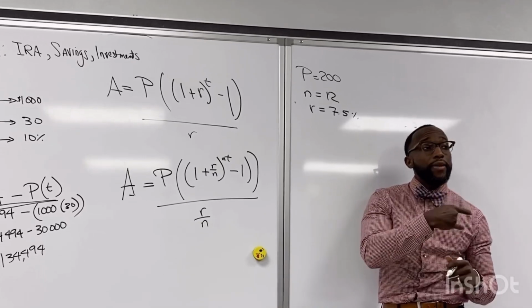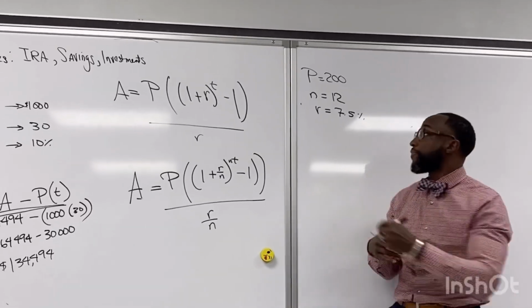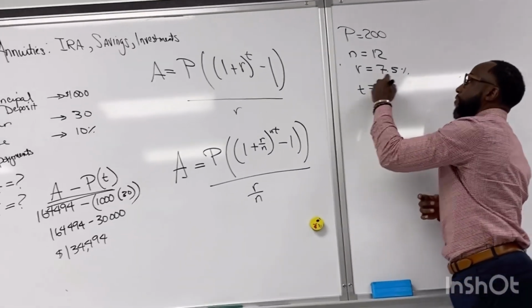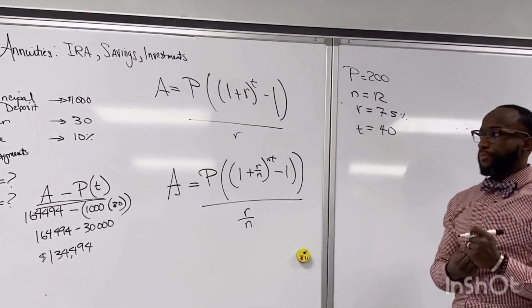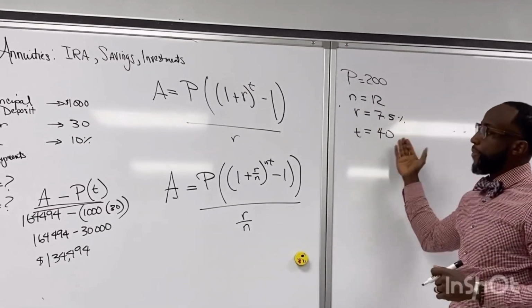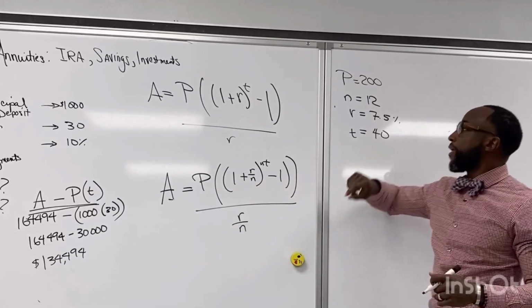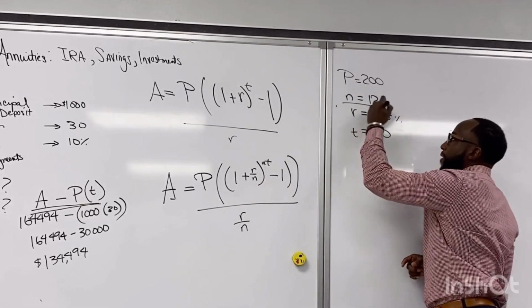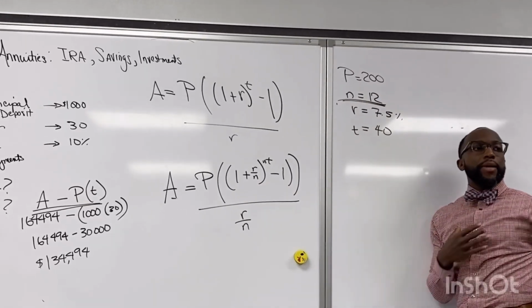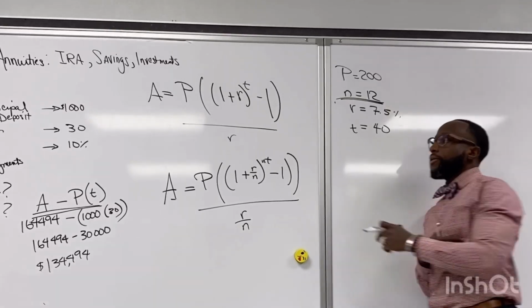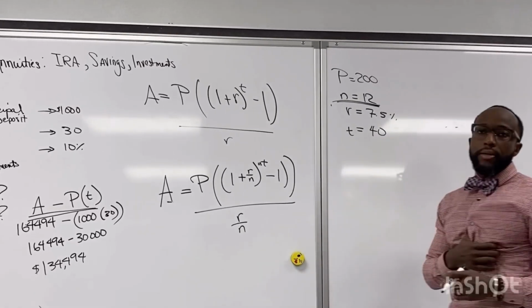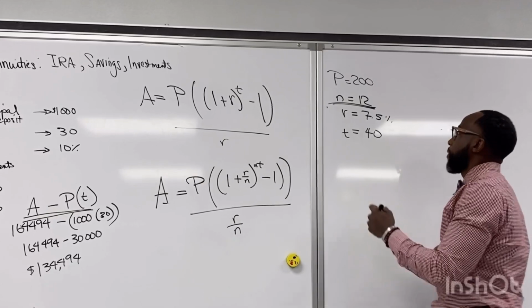So if you're 25, at 65, how many years have passed? 40 years, okay? So we're gonna take all of this information and we're gonna use this formula. Whenever they tell you a certain number of payments that they're making a year, we gotta use this compounded formula here, okay? So let's plug everything in.